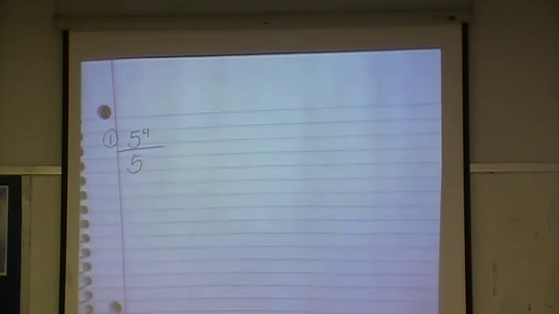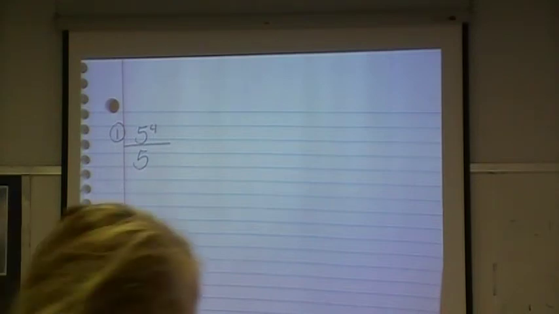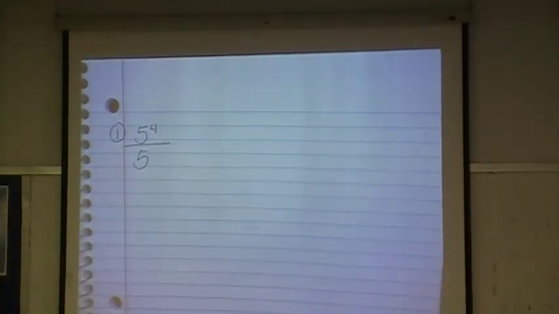Okay, if I look at number 1, we're going to write down number 1. What's different about number 1 than any that we had in examples? Doesn't have an X. For some reason, they throw these in just to see if you know what to do with the exponent.